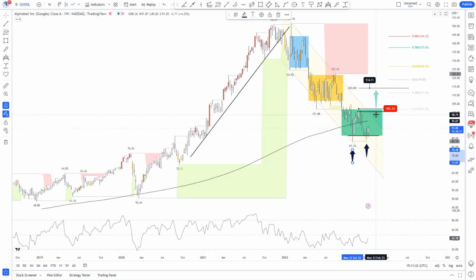Of course, that pattern will only be confirmed with a clear violation of 102.25, which is this previous structure fractal resistance. So a clear violation of the fractal should trigger a move to the upside on Google. 114.11 is a default target for the pattern, but nothing is impossible to see.